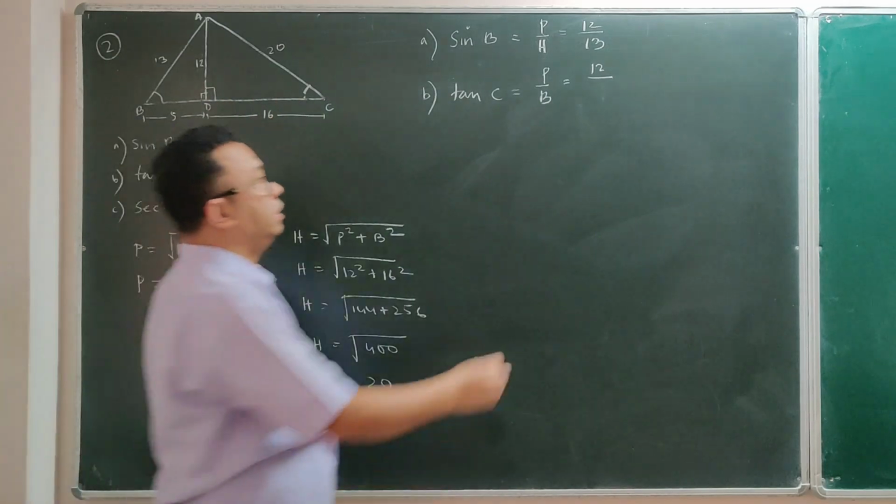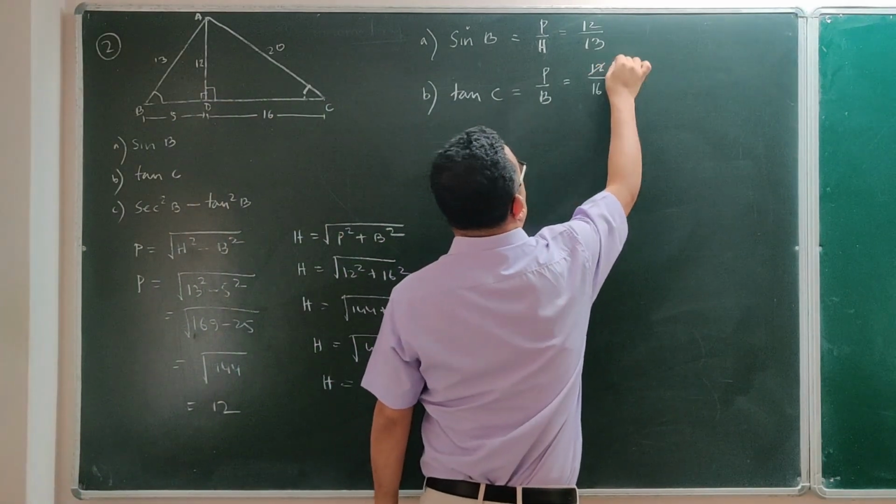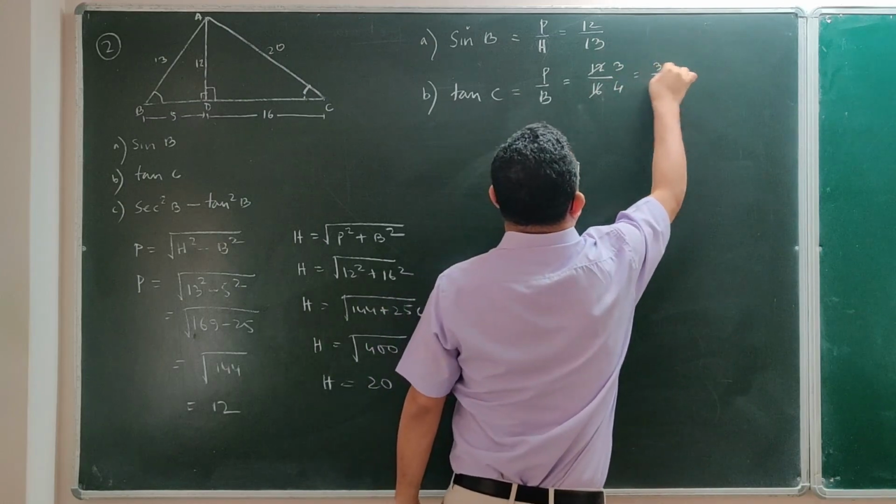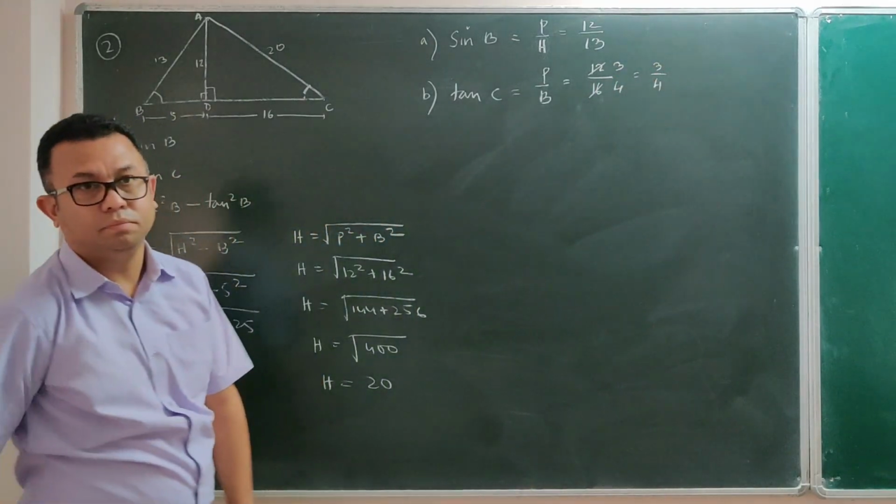Yes, this is the base, so 12 by 16. If I cancel with 4, 4 3s are 12, 4 4s are 16. So there you are, 3 by 4 is the answer to the second one.